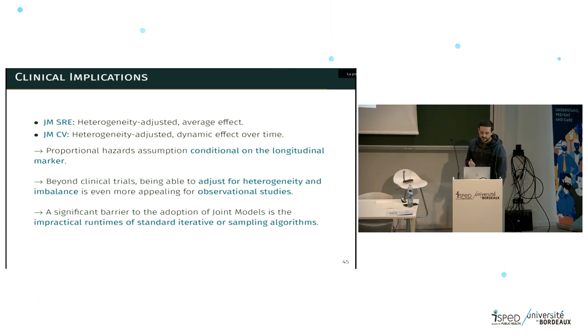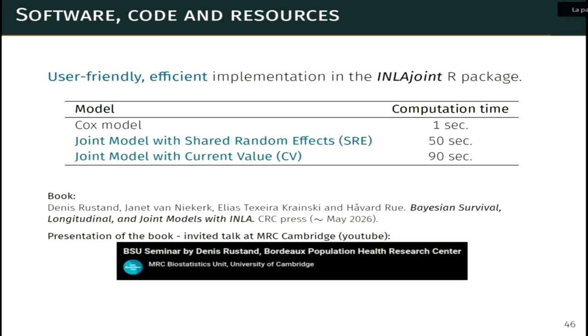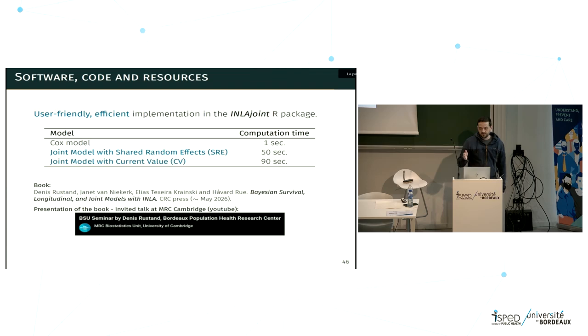A significant barrier to the adoption of joint models has been the impractical runtimes of standard iterative or sampling algorithms. So that's why I spent the last 4 years during my postdoc to develop a new method based on the INLA algorithm, which is a very fast and efficient algorithm that was proposed in 2009. And I've been adapting a lot of biostatistical models to the use of INLA. So I developed this INLAjoint R package, and you can see we have very reasonable computation times for the joint models, up to 1 minute 30, for the full application to my trial.